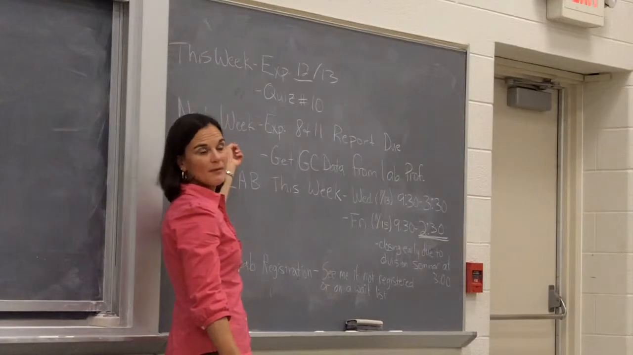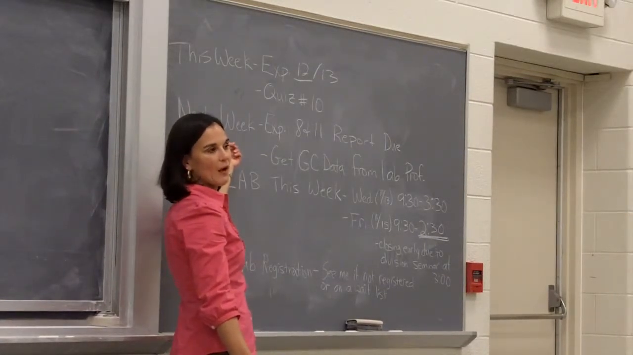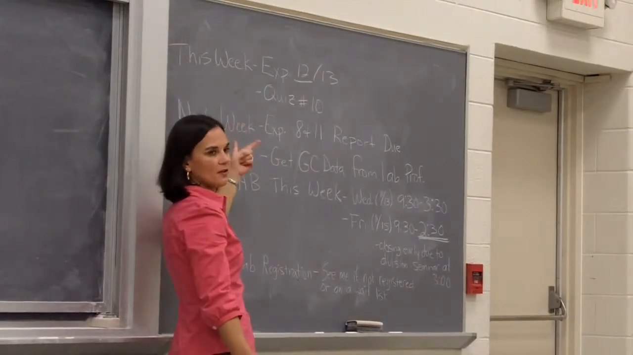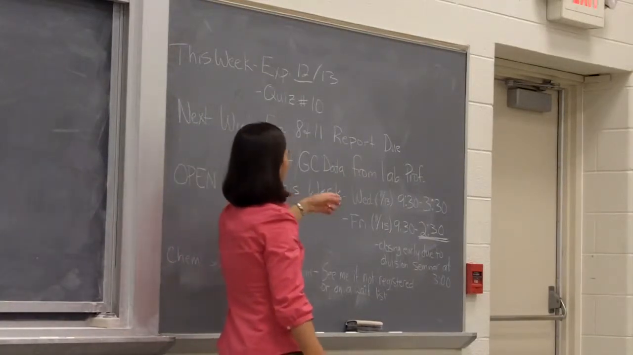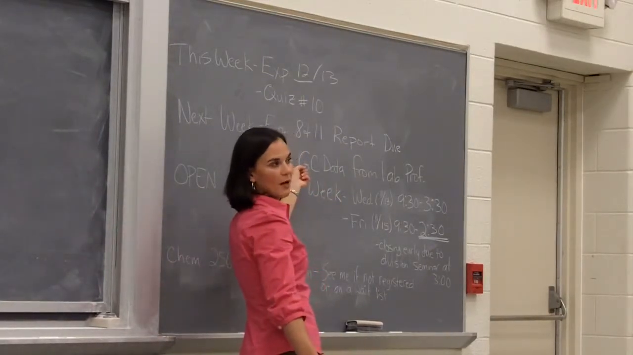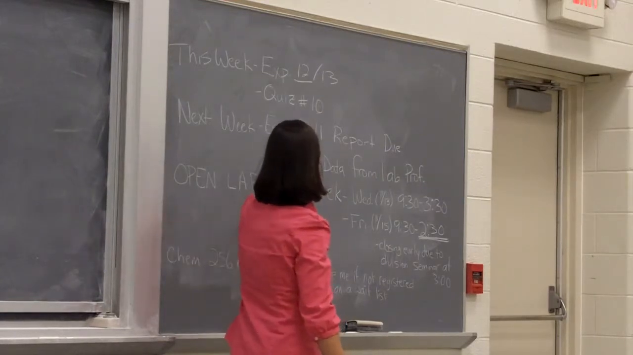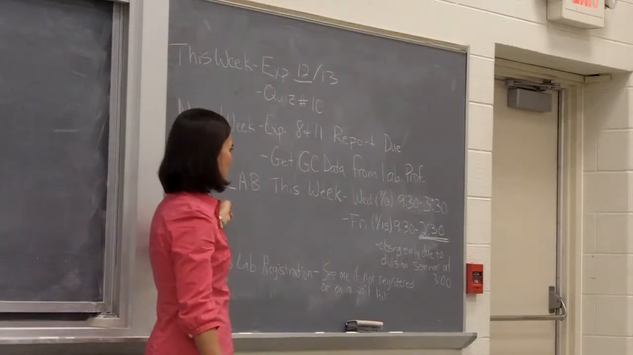Next week, your experiment 8 and 11 report is due. So remember, you're writing a combined report for 8 and 11. Your pre-lab separate, your experimental separate, but you're writing a combined conclusion. Make sure to get your GC data from your lab prof. Somehow we are getting it all back to you. All of the GC data has been run or collected, so you should be getting that this week from your lab prof.